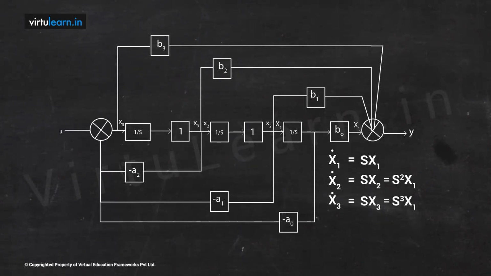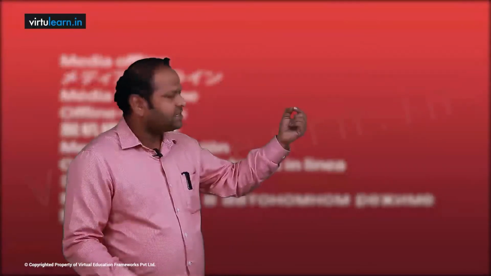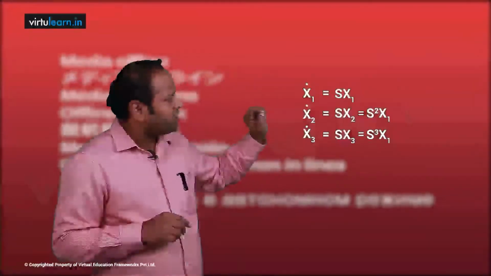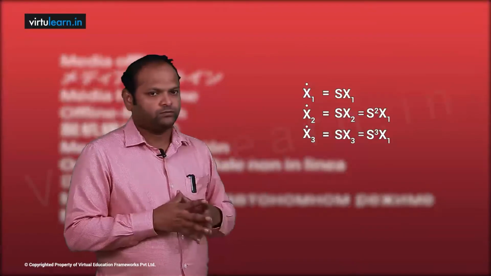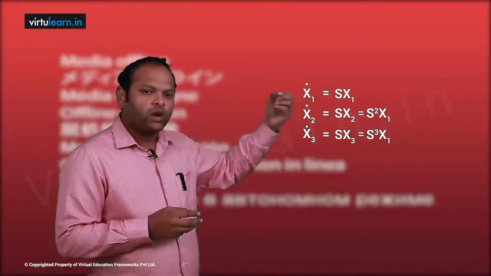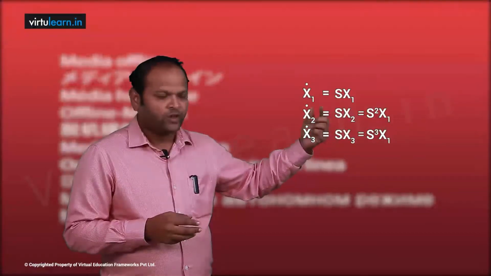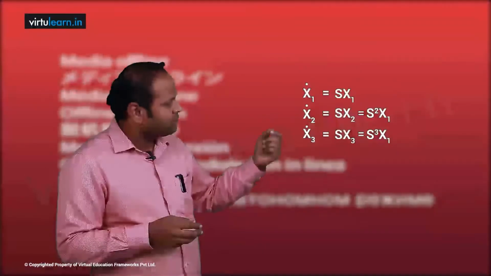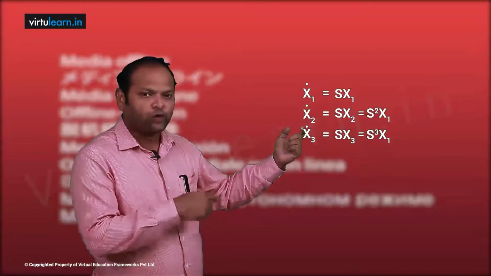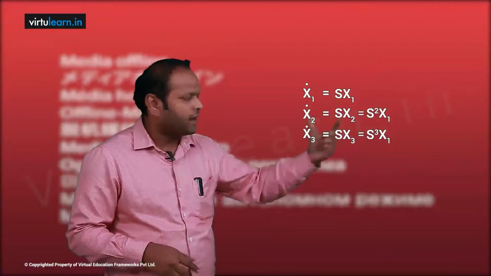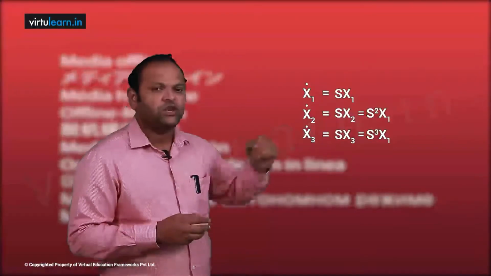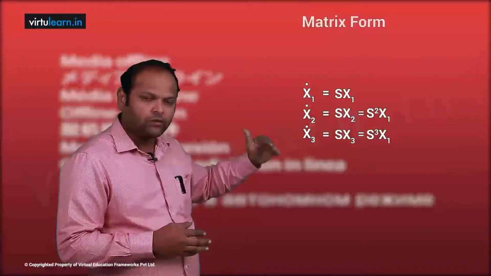So once the loops are available, once forward paths are available, it is only writing the equations for all the derivatives of the state variables. How can you write the equations? When you write the equations, first write x1 dot. What is x1 dot here? x1 dot is nothing but x2. Simply x1 dot is x2. What is x2 dot? x2 dot is x3. What is x3 dot? x3 dot is minus a0 x1, because all the feedback loops are available, and minus a1 x2 minus a2 x3 and plus u. So these are the three equations we have.